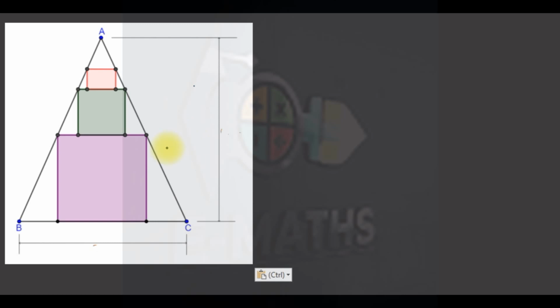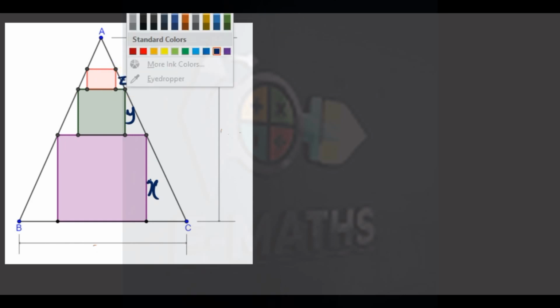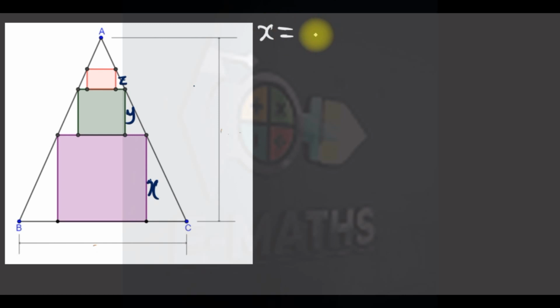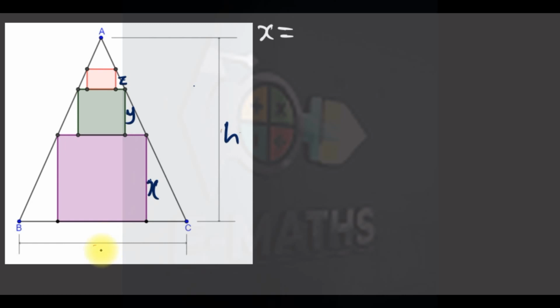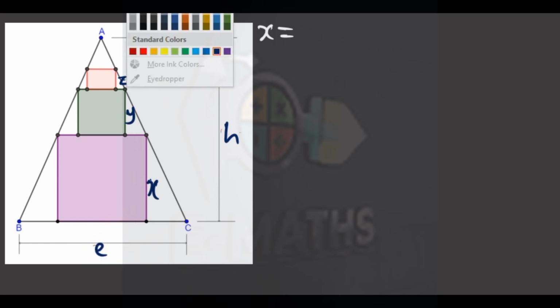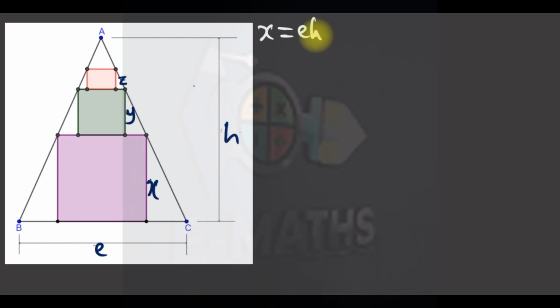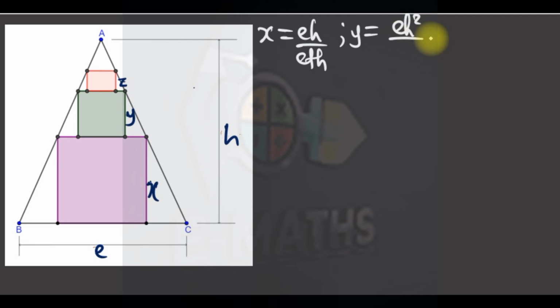So have you seen, in analysis, we've proved that if the length of the side of this square is x, this is y, and this is z, and the height of the triangle is h and the base is e, then x is equal to eh over e plus h, y is eh squared over (e plus h) all squared, and finally z is eh cubed over (e plus h) all cubed.